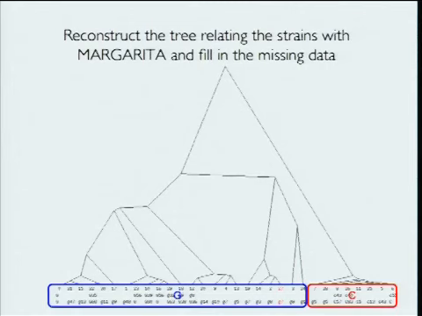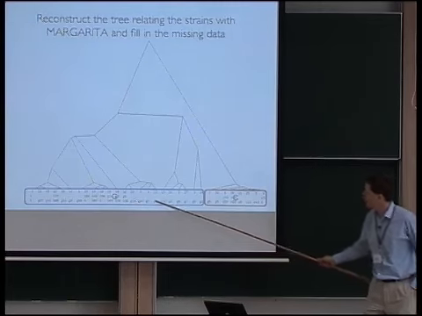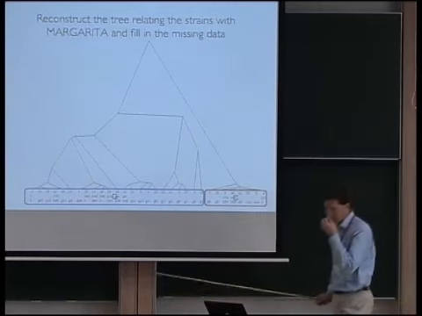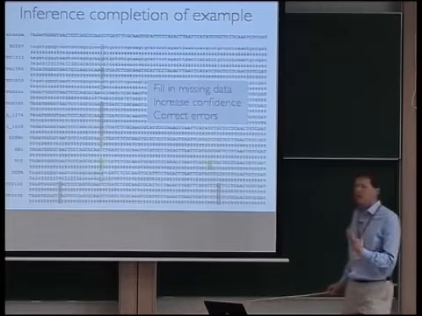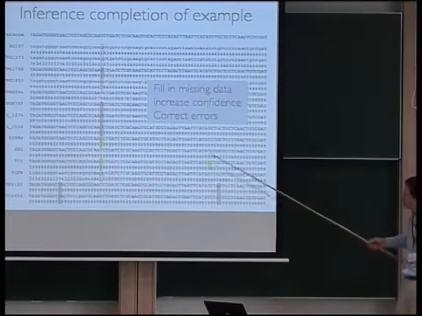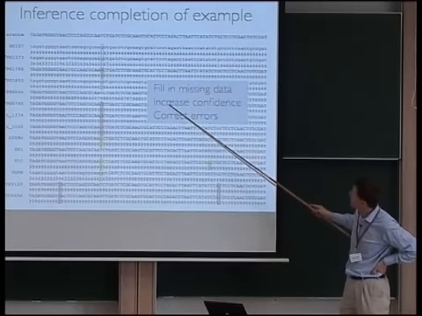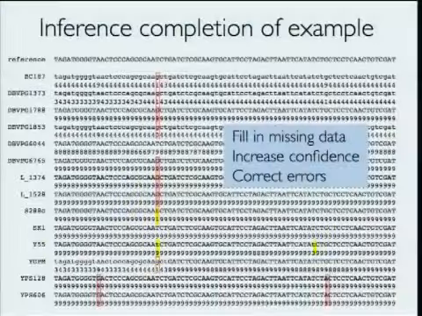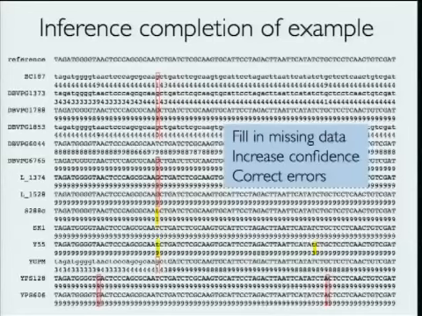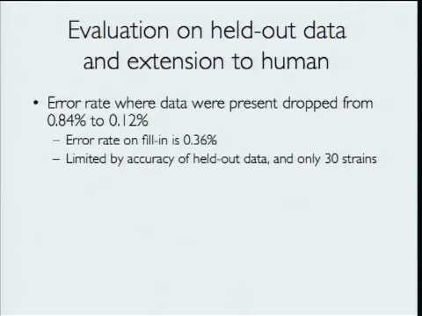Basically, you'd expect there to be C's down here and G's down here. And we can infer missing values like this. So here's the example I showed you earlier. What we've done is we've filled in missing data. We've increased the confidence at most positions, and we've corrected errors. So that was an error. This is a real call, that's a real call, and that's a real call, and we can call all the missing values. And we can use those to look at the correlation in LD structure.